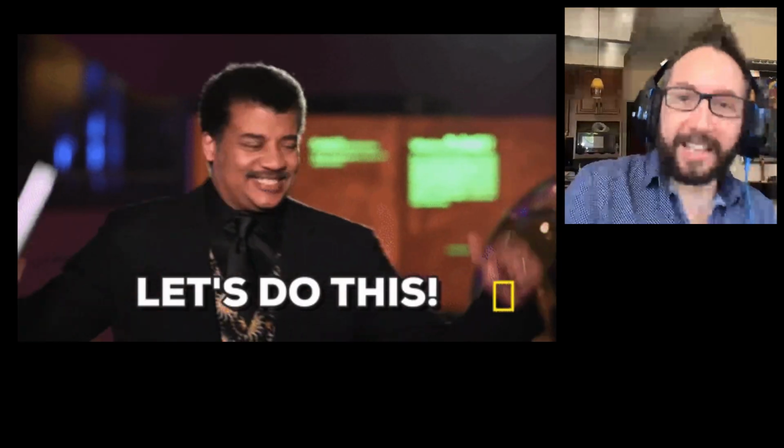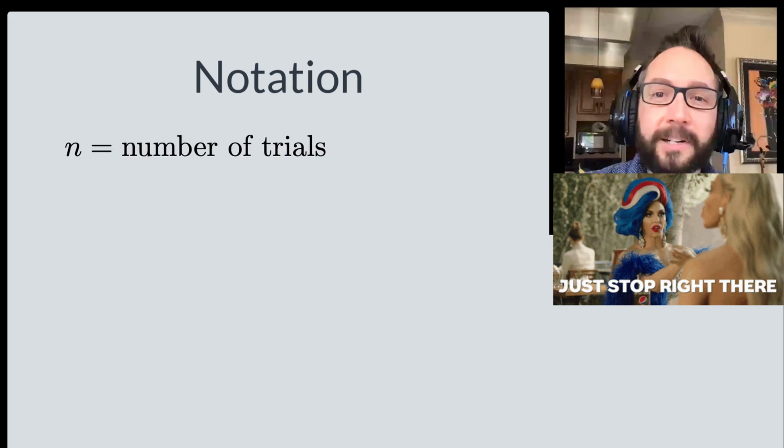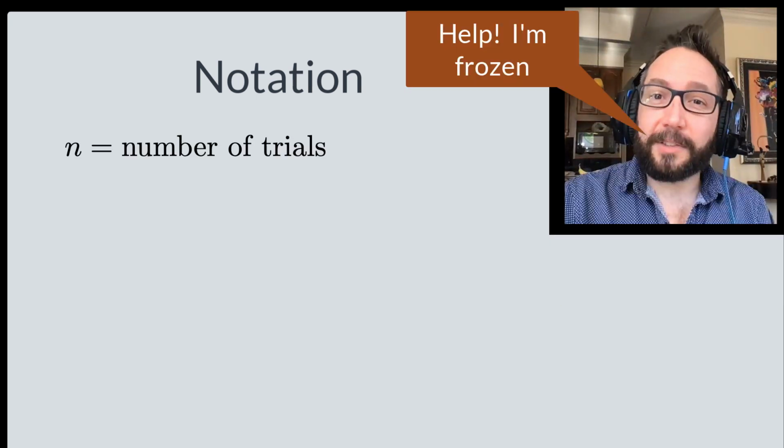And so let's try this out. First, a little bit of notation, just a quick review. N, we're going to let denote the number of trials in our overall experiment, maybe 1,000, maybe 10,000.